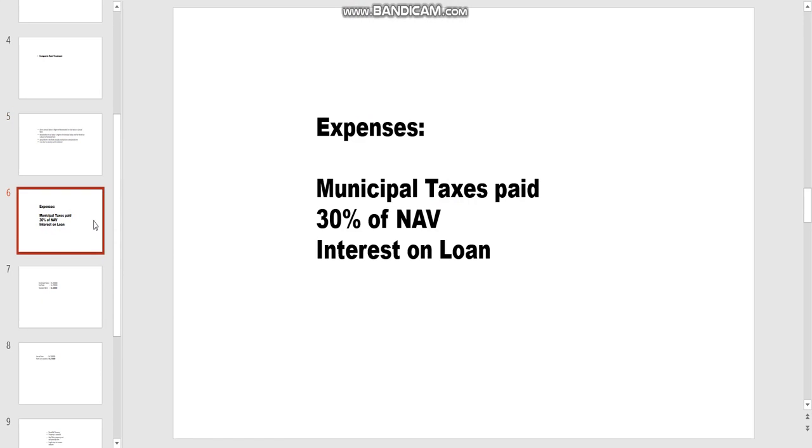So this interest on loan is allowed unlimited, even to create a loss, if the property is let out. However, if the property is self-occupied, then interest on loan is allowed only to the extent of 2 lakh rupees. So interest on loan is also allowed. And to claim this interest on loan, we need to have a certificate from the financial institution which shows how much interest has been paid by us towards the loan on the property.